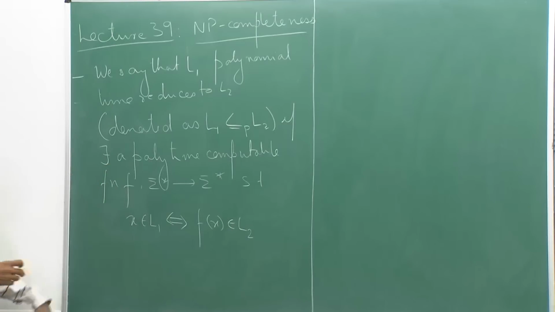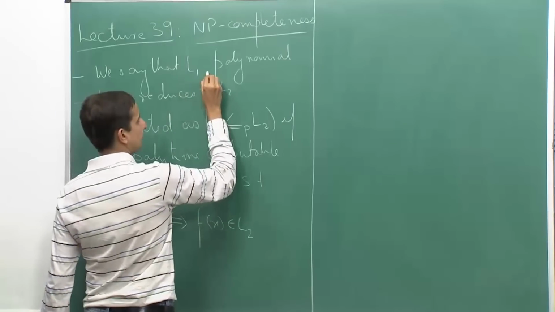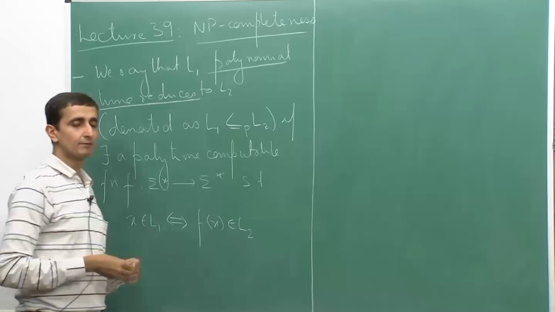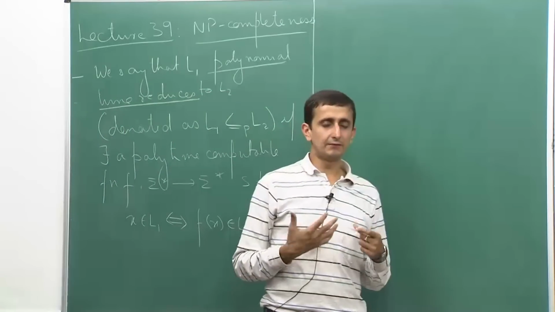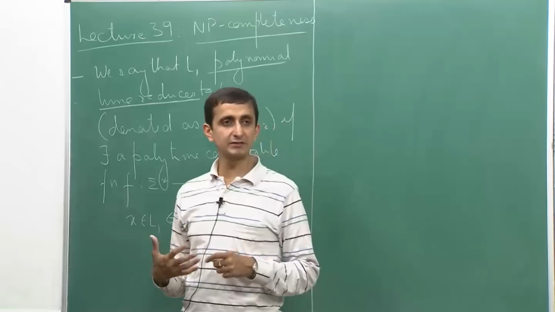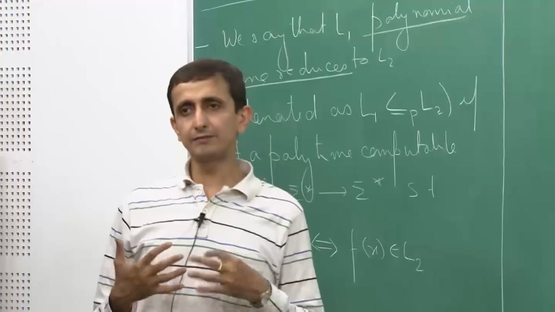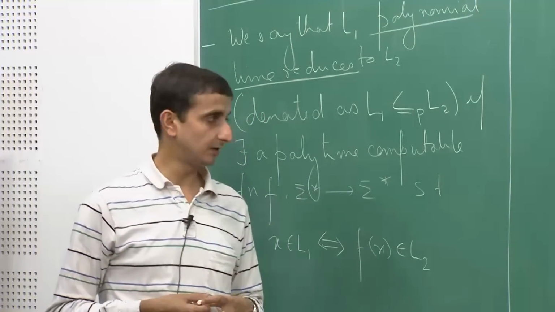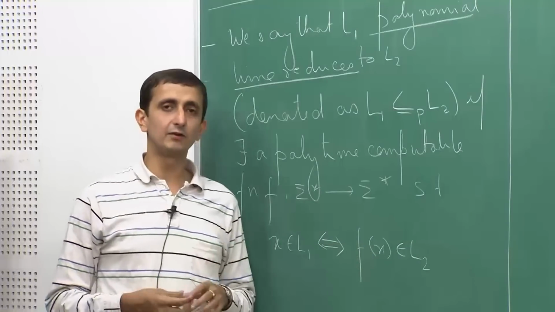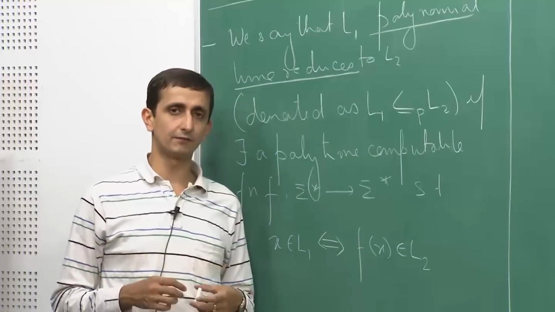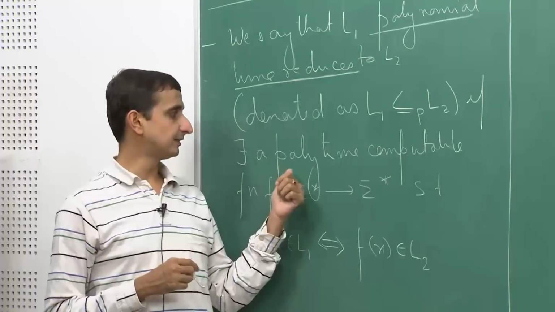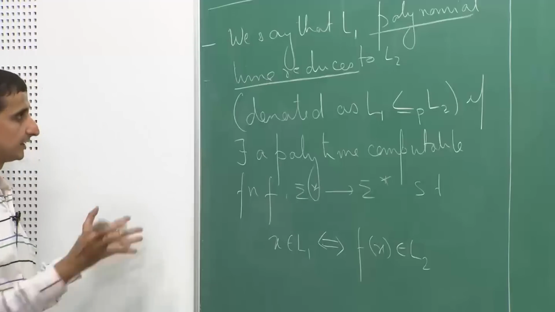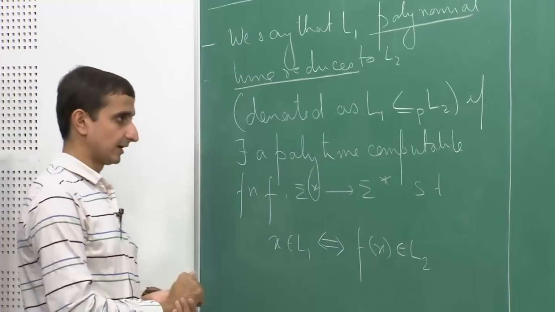So, the only difference is that we say that L1 polynomial time reduces to L2 if the function f is a polytime computable function. We have a Turing machine. We say that a function is computable if there is a Turing machine that outputs the value of f of x when given x. Now in addition, if we restrict the Turing machine to run for a polynomial number of steps in the length of x, then we say that the function f is polytime computable. That is the only difference. The rest of the definition is similar to that of reduction.